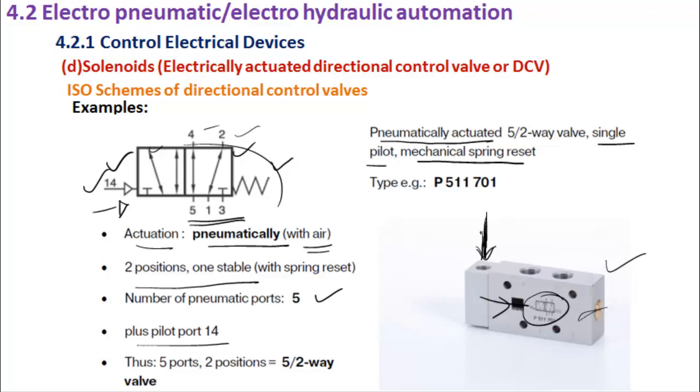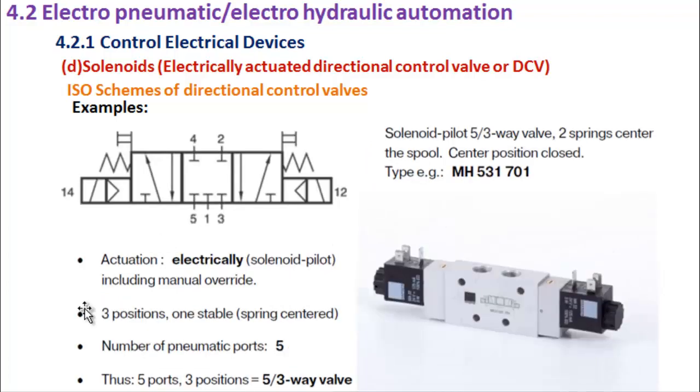Okay, let's look at another example. This example has 3 positions. How many ports? 5 ports. And you can see here the normal position. Why is this the normal position? Because the numbering is in this particular square. In this normal position, no fluid transfer is taking place. And here you can see that this solenoid is a pilot solenoid, because of this particular triangle.